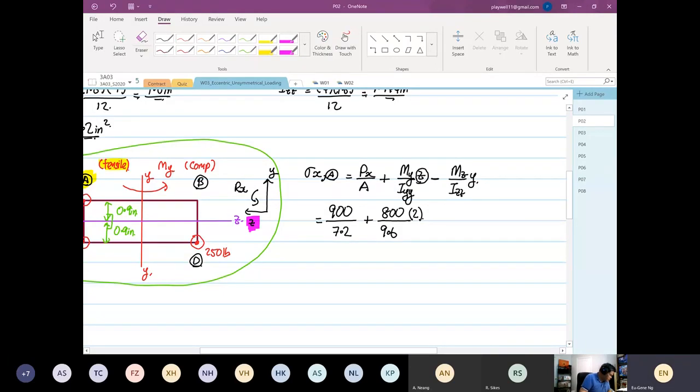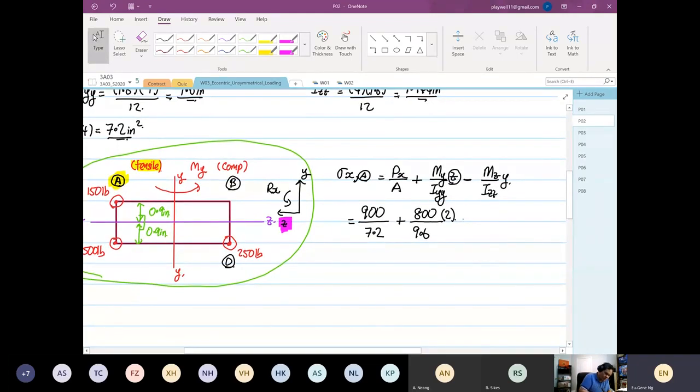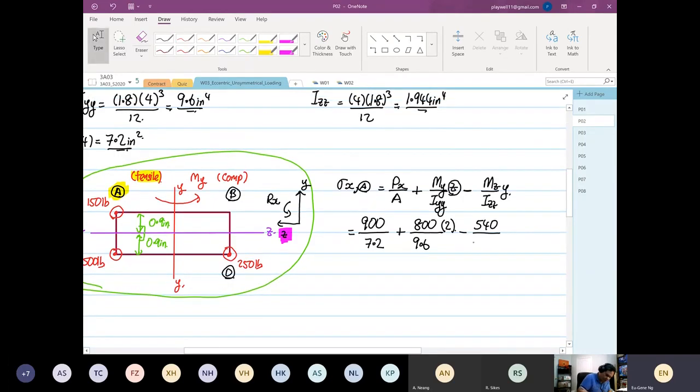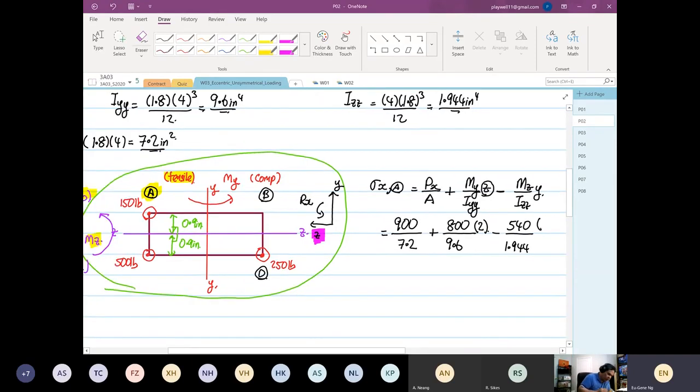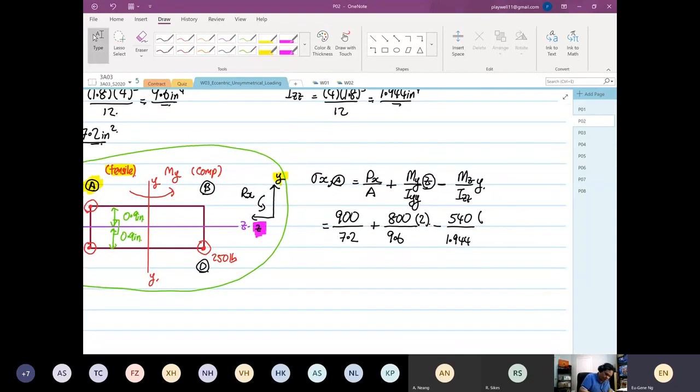Okay, so a lot of times students make a mistake like this. I also did the same when I was an undergrad, right? So I'll do it again, minus Mz. So we calculate Mz to be 540, and then divide by Izz, 1.944, and then the Y distance. So you're like, where's the Y distance? So you look at Y distance, right? So Y distance is parallel to the Y-axis, so it's equal to what? 0.9.